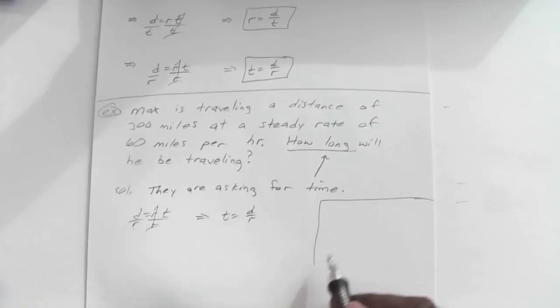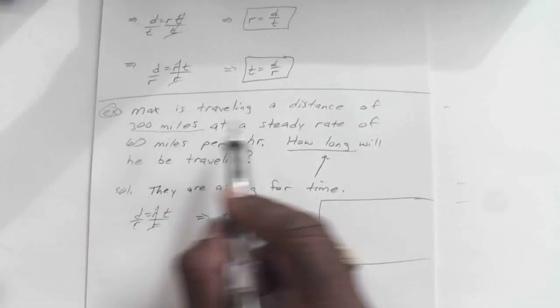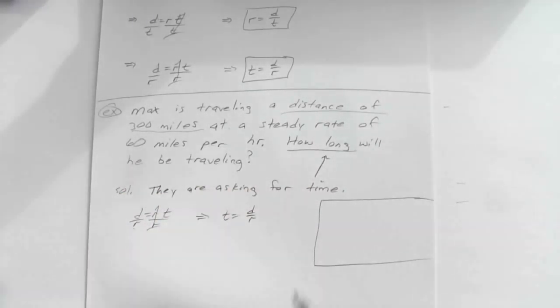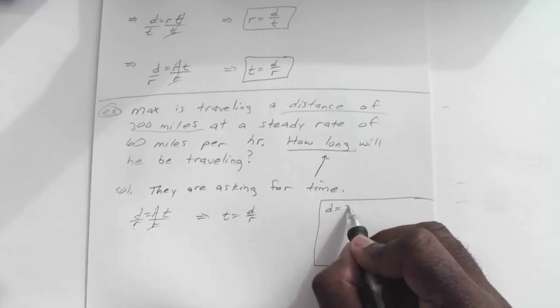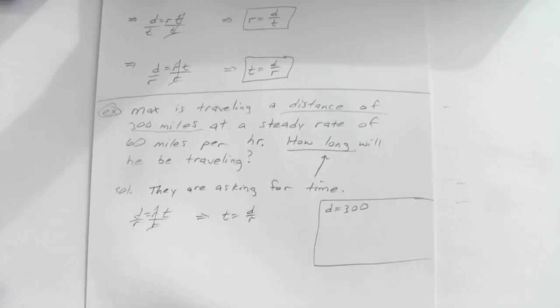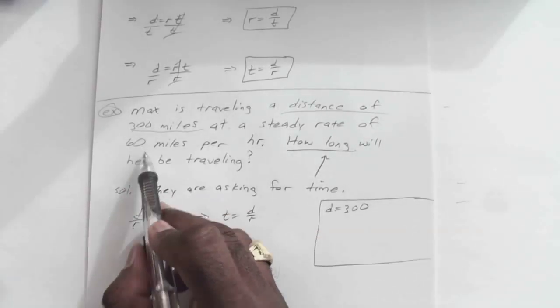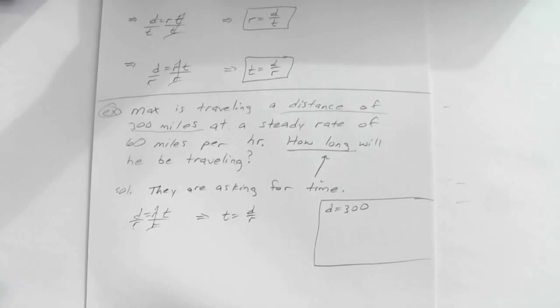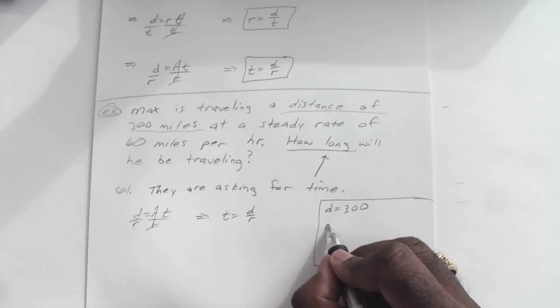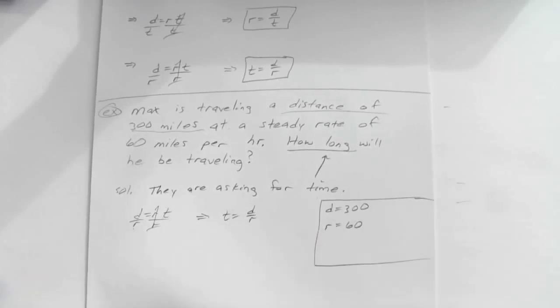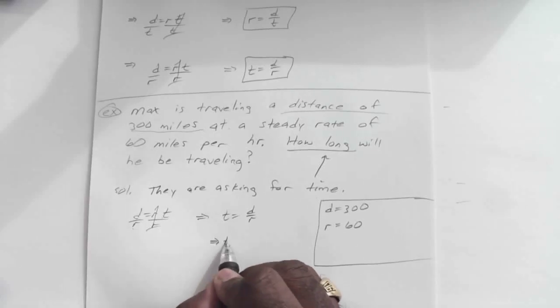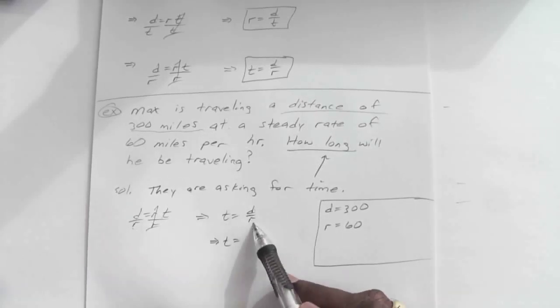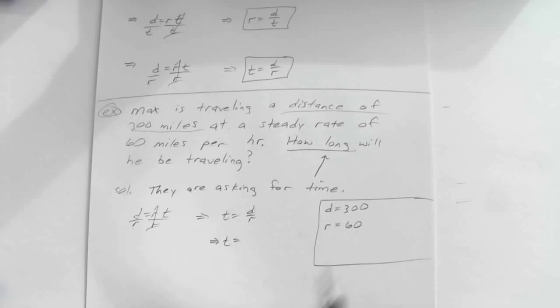Okay, so we can see just from what they gave us that the distance is 300. And whenever you see, like I said, miles per hour, feet per second, meters per minute, anything like that, that's always going to be your rate. So your rate is 60. Okay, so this means that your time, which is distance over rate, is going to be 300 over 60.